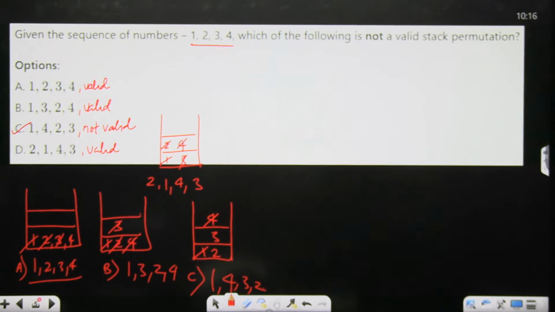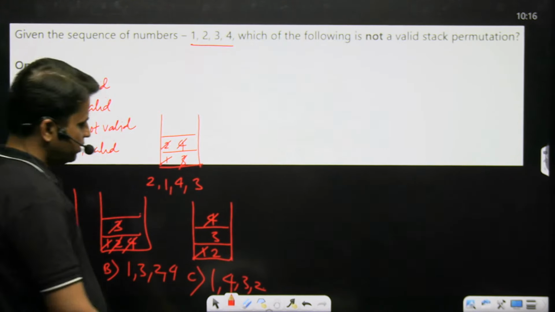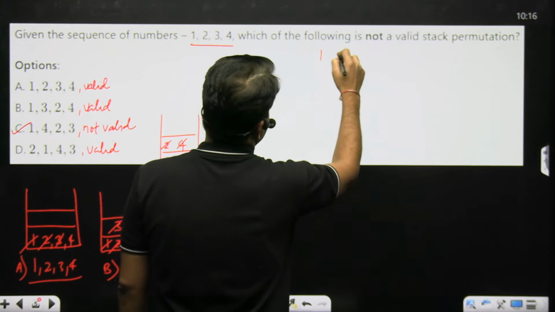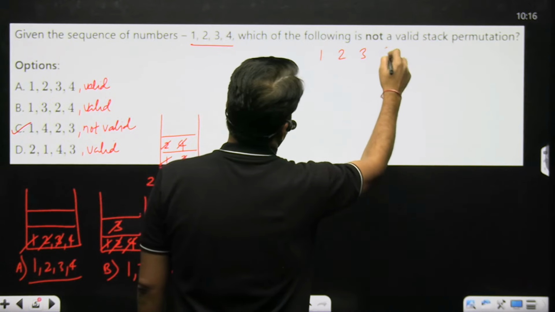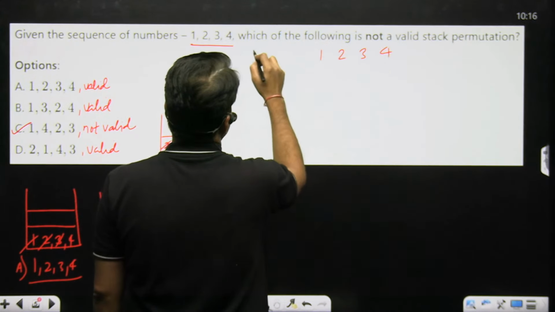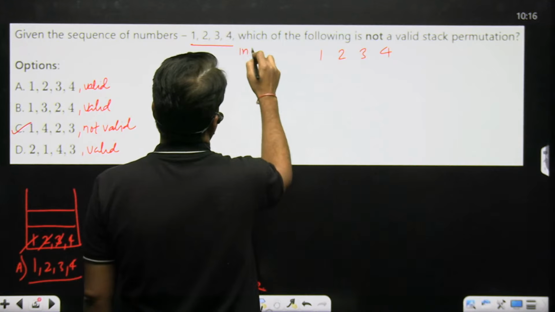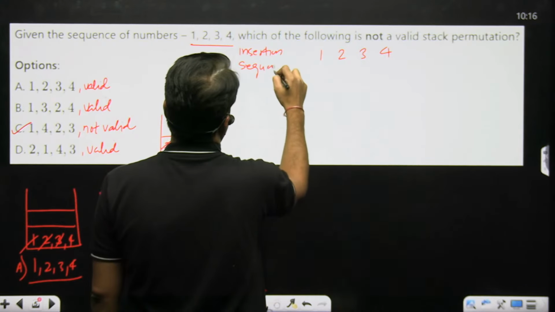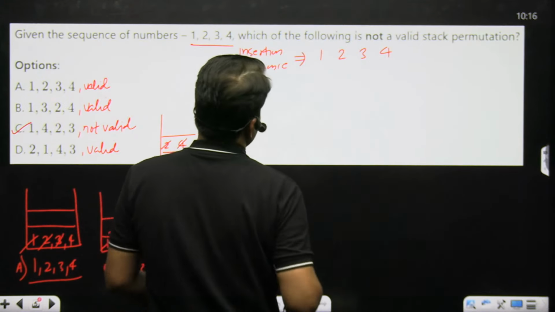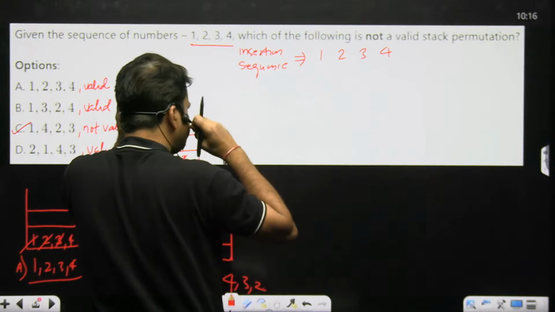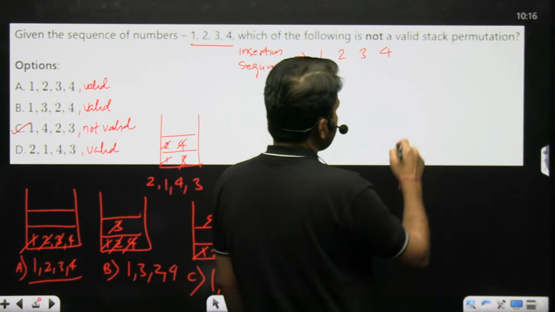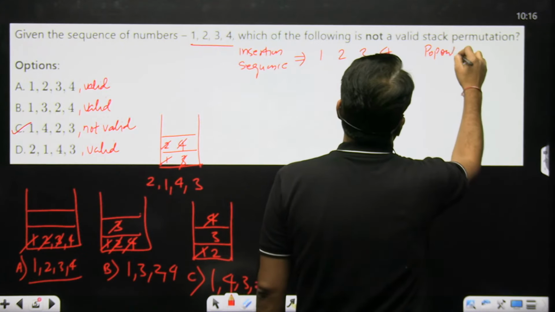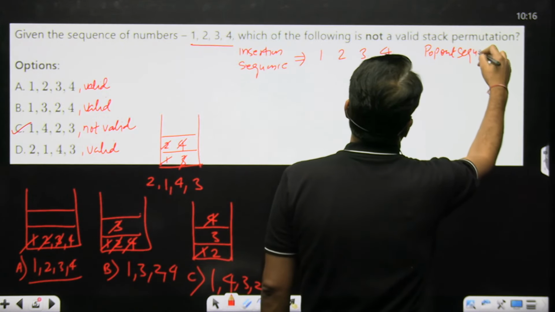Okay. Sir, is there any shortcut for this? So my dear students, if the insertion sequence is fixed, like this insertion sequence 1 2 3 4, fixed, then what pop-out sequences can there be? Valid pop-out sequences.